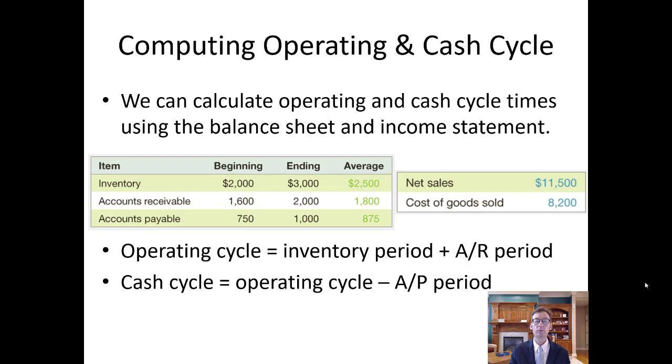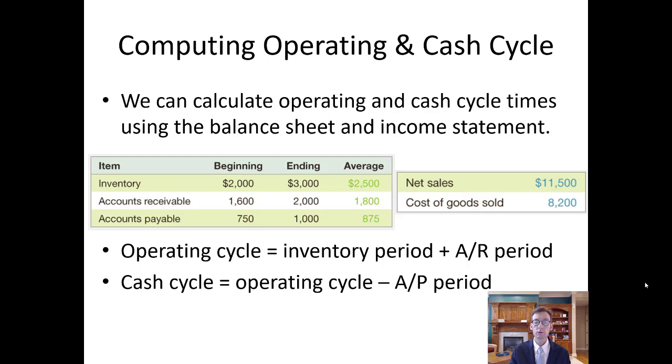So what information do we need? Well, from the balance sheet, we need the beginning and ending inventory, accounts receivable, and accounts payable. And from the income statement, we need net sales and cost of goods sold. Now, note that this is probably a retail store income statement. And the reason I say that is because the top line here is net sales.